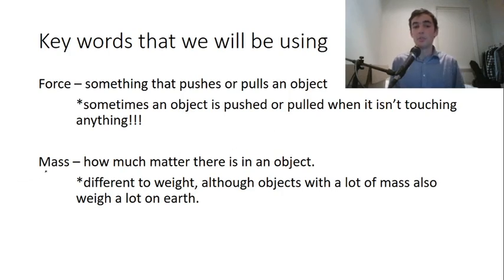Mass is another important word, how much matter there is in an object. So if I look at this phone and this pen, the phone has more mass because there's more particles in it, there's more matter. Now it's different to weight, but objects with a lot of mass also weigh a lot. So this phone also weighs a lot more.